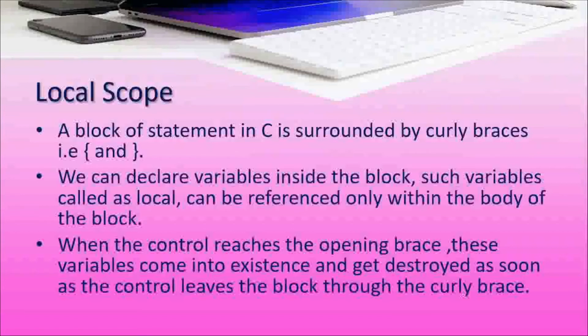So when the control reaches the opening brace, these variables come into existence and get destroyed as soon as the control leaves the block through the closing curly brace. So within that opening curly brace and closing curly brace that variable is available, and those types of variables are known as variables with a local scope.